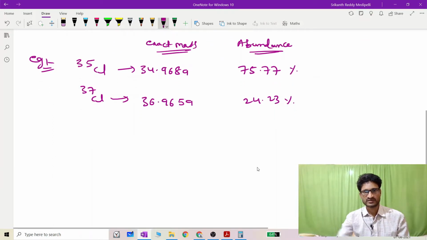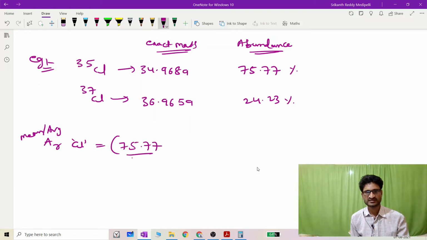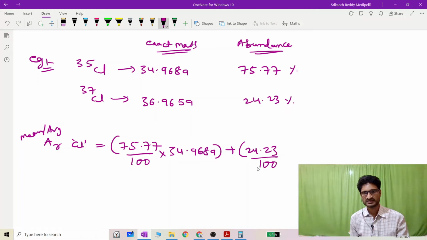Okay, so how to calculate this one? So now, this is the average relative atomic mass of chlorine. That's what we are trying to find out. So first thing is we need to take the abundance and multiply the abundance with exact mass. So abundance is 75.77%. We'll divide it by 100 and multiply with its exact mass, 34.9689, and you add it with the other isotope's abundance, that is 24.23% times its exact mass, 36.9659, and that's it.